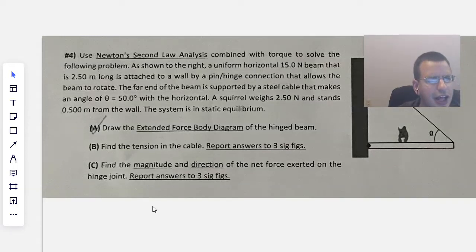Use Newton's second law analysis combined with torque to solve the following problem as shown to the right. A uniform horizontal 15 Newton beam. All right, they're talking about the weight. So instead of giving us mass in kilograms, we're giving us a weight in newtons, which is fine, might even be convenient.